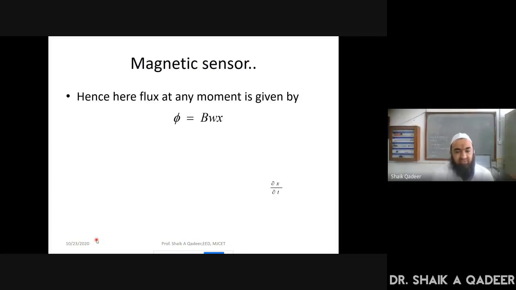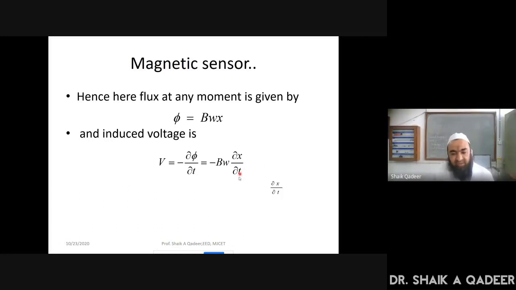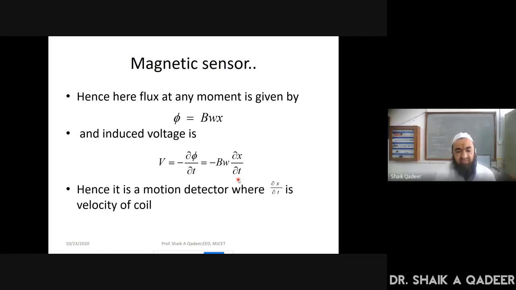So this also I have shown you. So we can write phi is equal to VW into X, and the induced voltage we can write like this, minus VW into dx by dt. Hence we can say that it is actually a motion detector where dx by dt is the velocity of the coil. Either we can call it a velocity finder, or we can call it a motion detector.